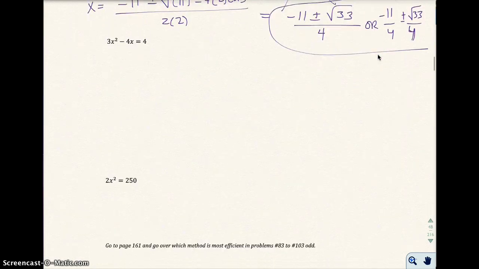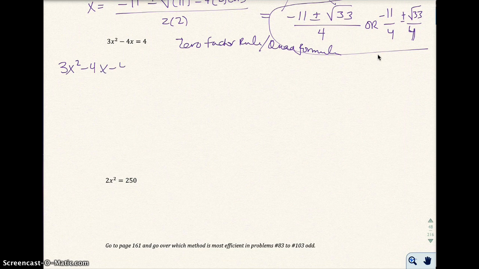Okay. So the next example, I'm going to look at this, and I say, well, there's no x term missing, so I'm going to use the 0 factor rule or the quadratic formula. Once that equals 0, I get 3x squared minus 4x minus 4 equals 0. So I've subtracted 4 from both sides. Okay, I'm going to factor the left-hand side.